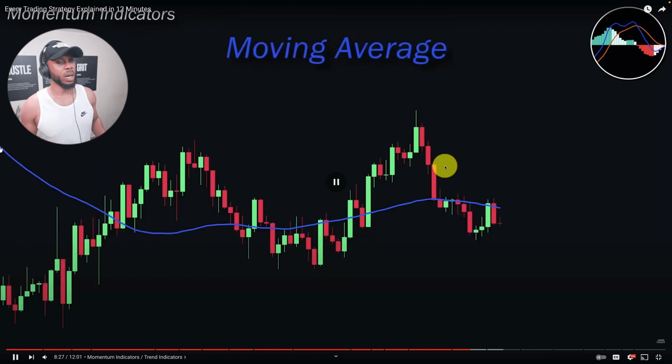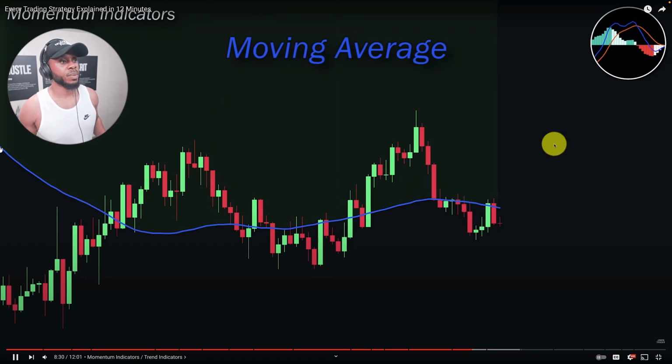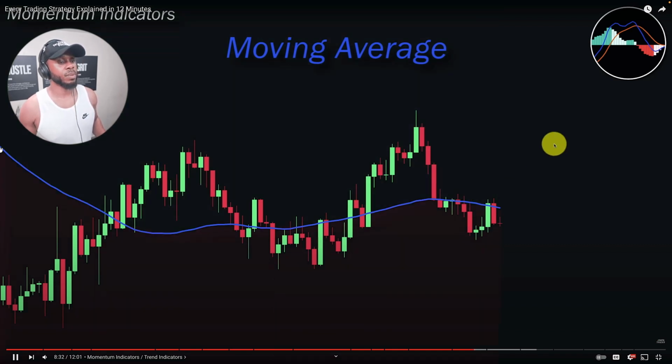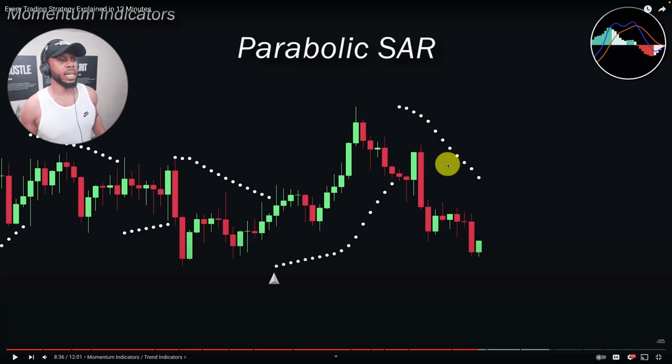Moving averages. We spoke about this one already. Price being above the moving average signals a bullish trend, and price being below signals a bearish trend. Same thing, guys. If you're above, you're bullish. If you're beneath, you're bearish. Guys, all of these indicators are lagging. Most likely, you're going to be trying to jump into a trade after it's already moved.